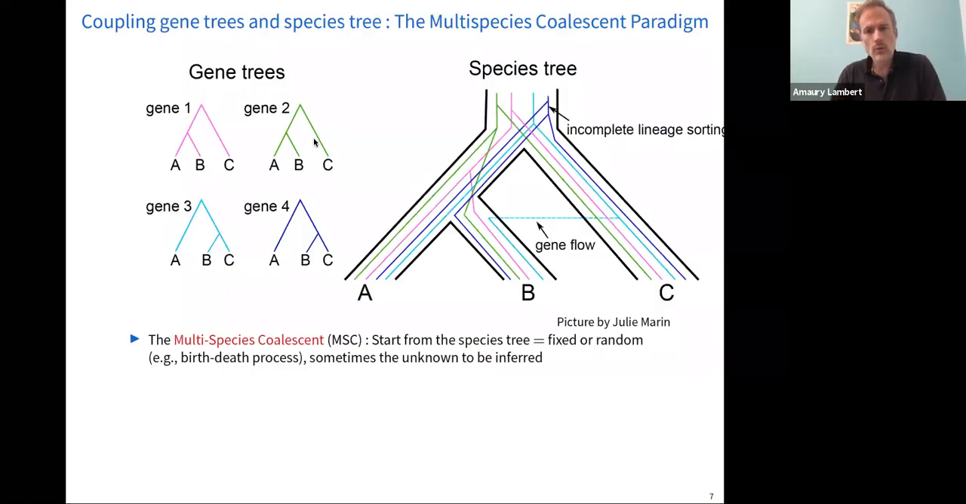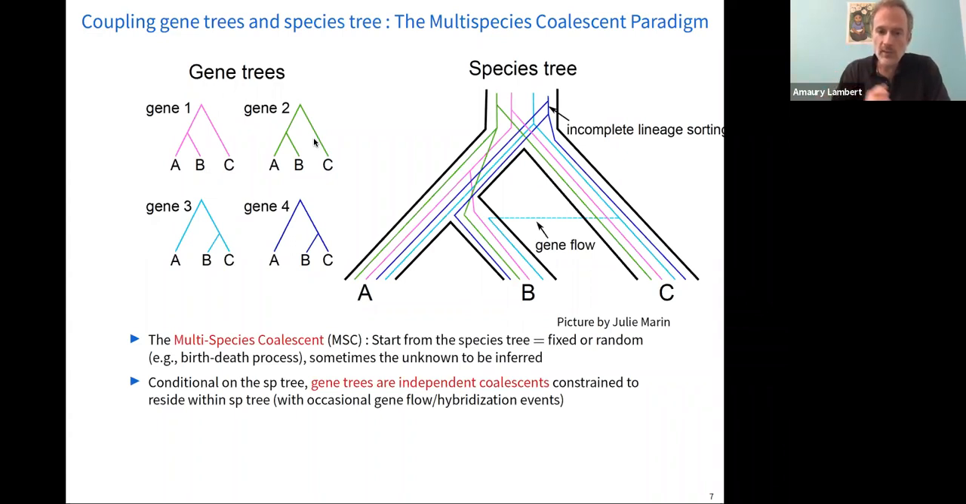First, I would like to introduce the multi-species coalescent, a way of coupling gene trees in a very simple fashion. The idea is to start from the species tree, as you can see on the cartoon. The species tree is either fixed or random. It can be generated by a birth-death process or Kingman's coalescent. Sometimes it's actually the unknown to be inferred. The gene trees are known thanks to the sequences, and the species tree has to be inferred under this model.